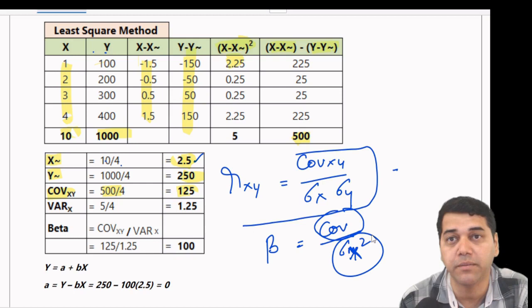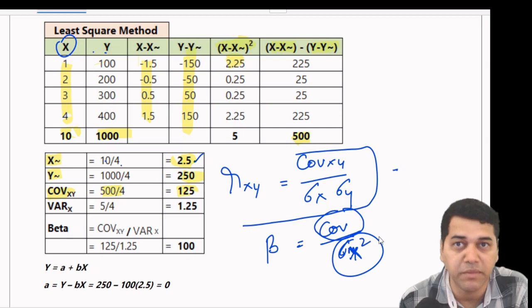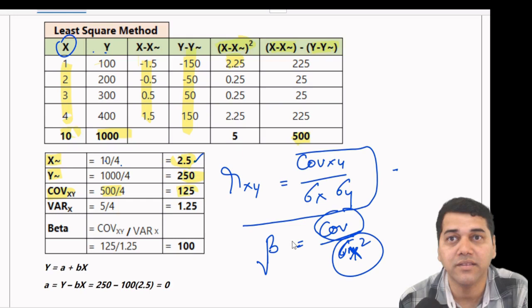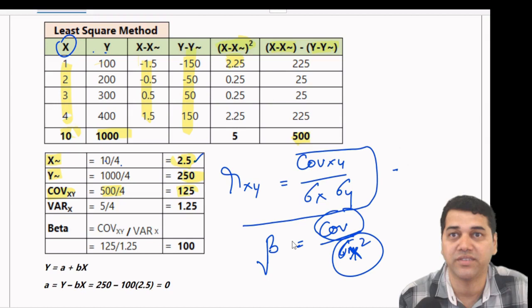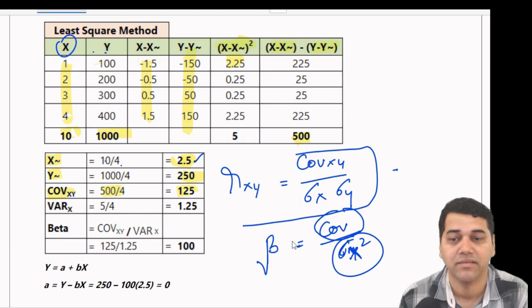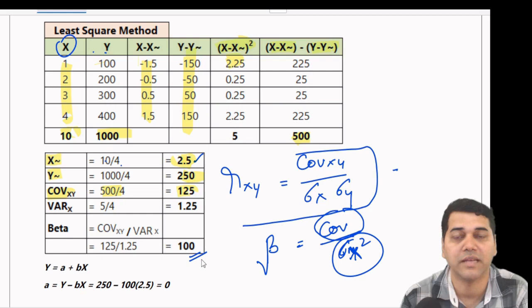Which is my independent variable here? Here it is nothing but x. So if you divide covariance by the independent variable square, that means variance of the independent variable, you get something called beta. This is what y is equal to a plus b x, b is beta. How many times your sales change depending upon the year. So if I do that, I say that it is 100. That means when year changes by 1, sales change by 100.